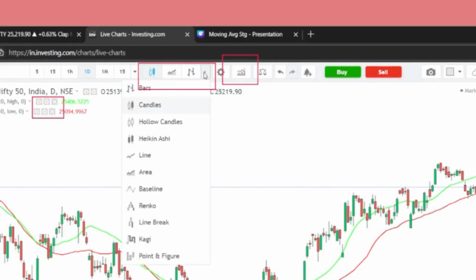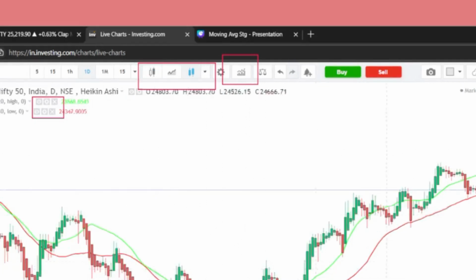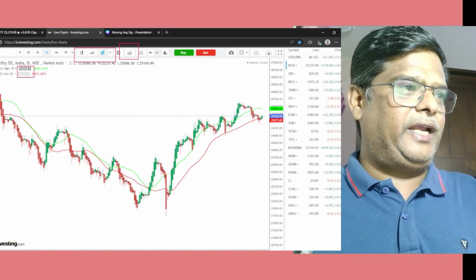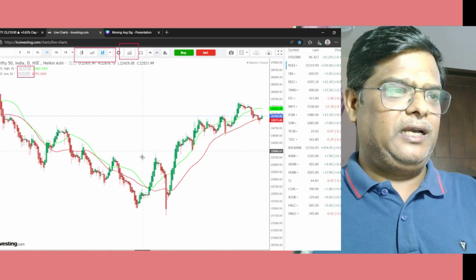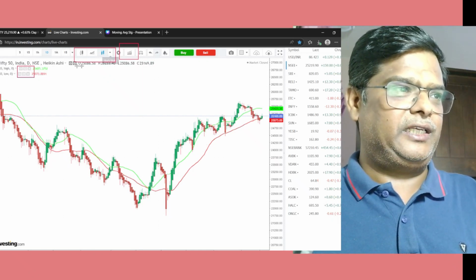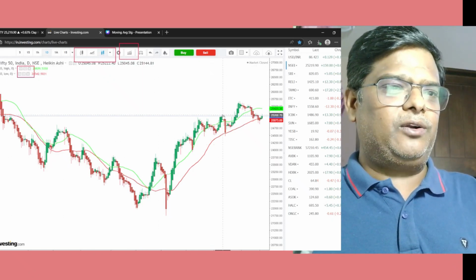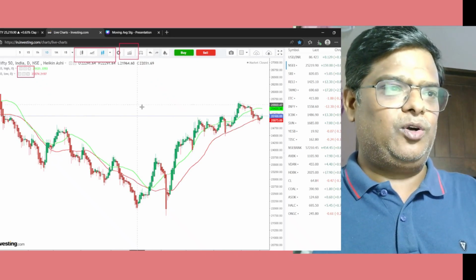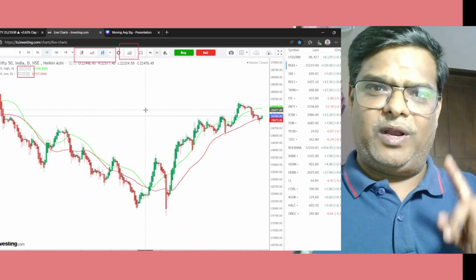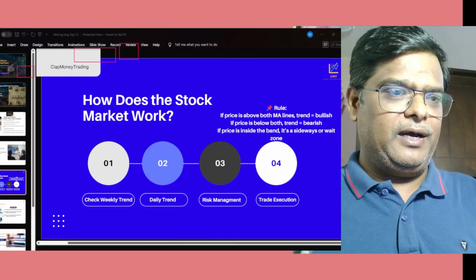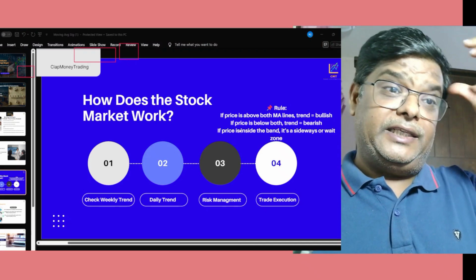I will always use the Heikin-Ashi chart. So now we have plotted the indicators 20 and 30, and changed it to the Heikin-Ashi chart. This is the daily time frame, but we need two time frames: one for daily and one for weekly. We need to plot weekly and daily charts.